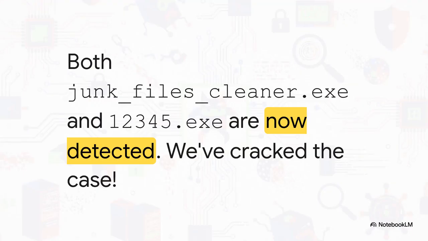And success. Look at that. Both junkfilescleaner.exe and 12345.exe are now detected. We got a positive hit on both of them. See? By looking at why we failed and making our clues a little bit smarter, we built a rule that catches both versions. Case closed.